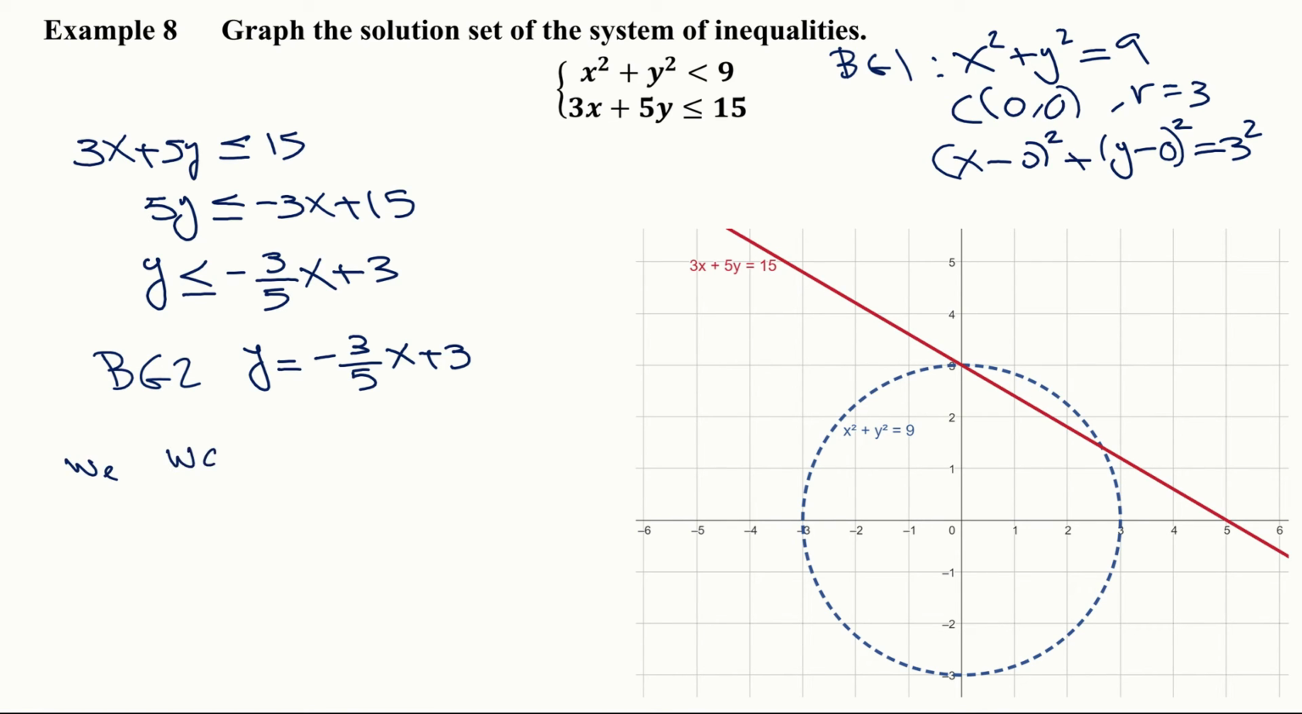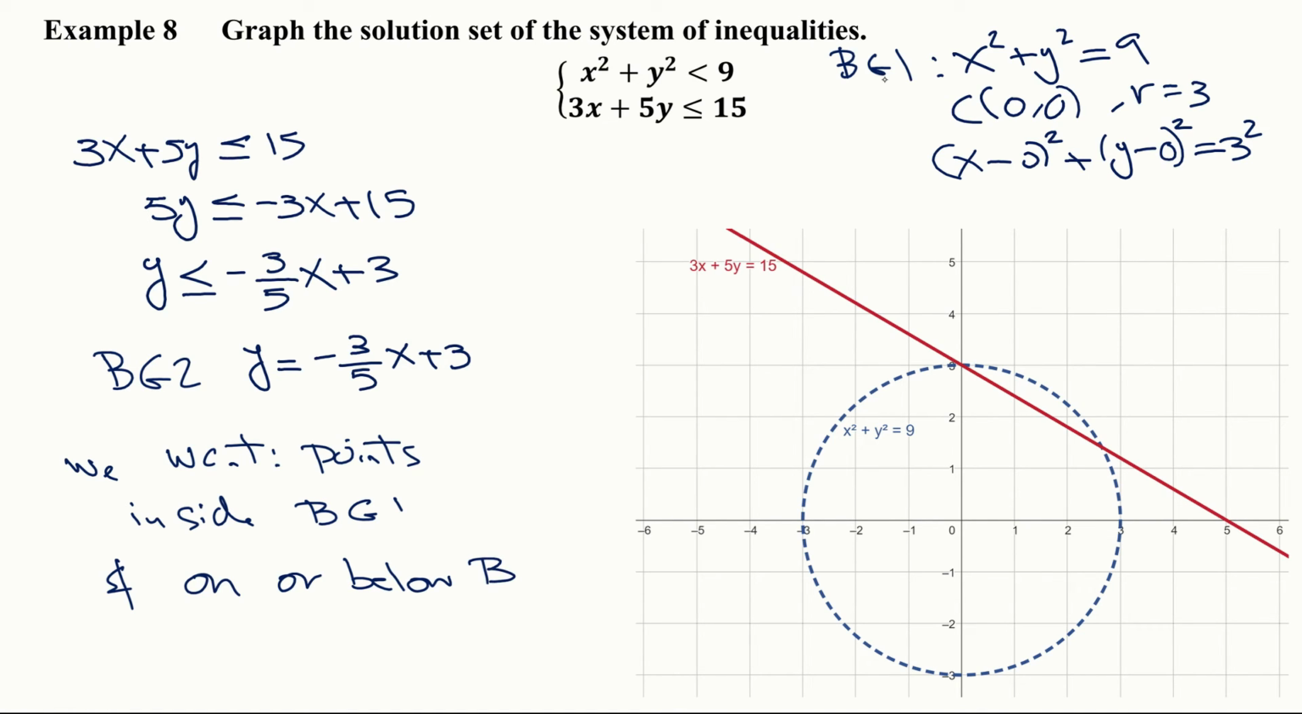So this is what we want. Points inside BG1 and on or below BG2. All right, so remember, the line is what we're calling BG2. The circle is what we're calling BG1, right?